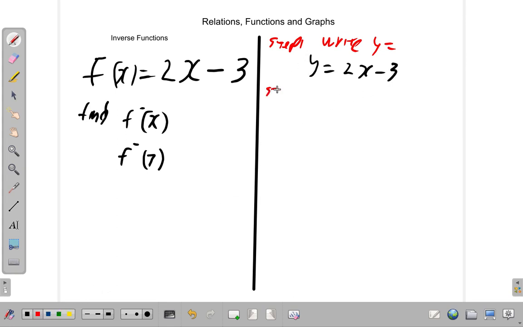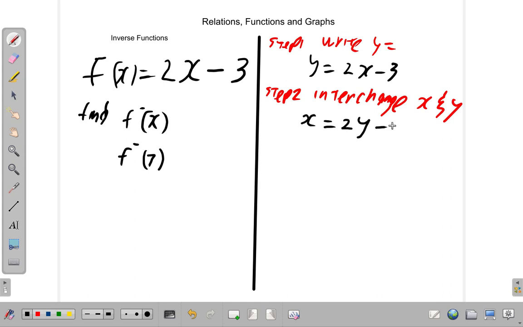Then, step 2. We interchange x and y. We change x to y and y to x. So we have x equals 2y minus 3.